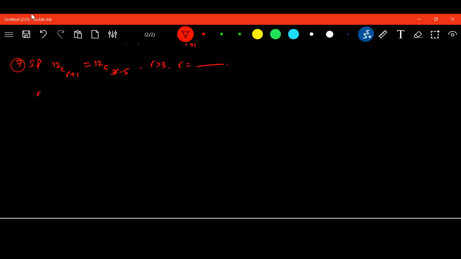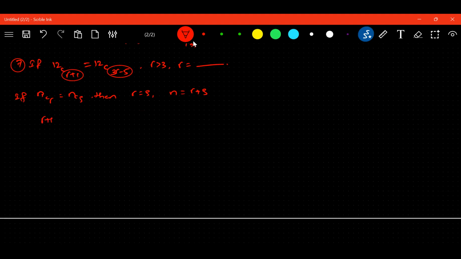Anshika, previously I told one thing: if NCR is equal to NCS, then R value will be equal to S, and N value should be equal to R plus S. This is a condition. So that means R should be equal to S. What is R here? This is R. Am I right? Yes, sir.